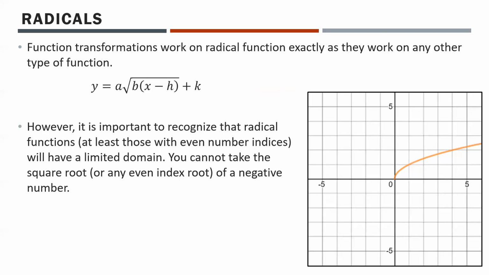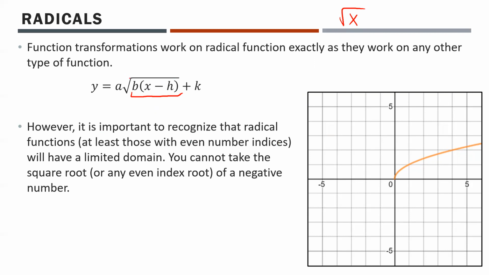But anyway, moving on. So function transformations work on radical functions exactly as they work on any other type of function. So just like before, where we had an a, b, h, and a k, that's still happening here. It's just your b times x minus h. That's going to be the stuff underneath the square root sign because we're going to compare everything to a base function of square root x. So in other words, the same function transformations that we had last time, whether it was vertical stretches, horizontal stretches, etc., they still apply.